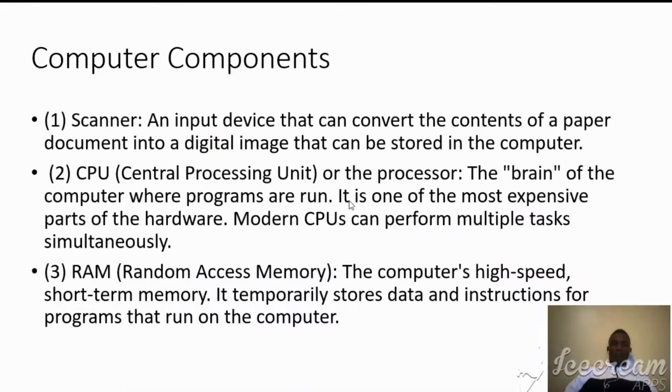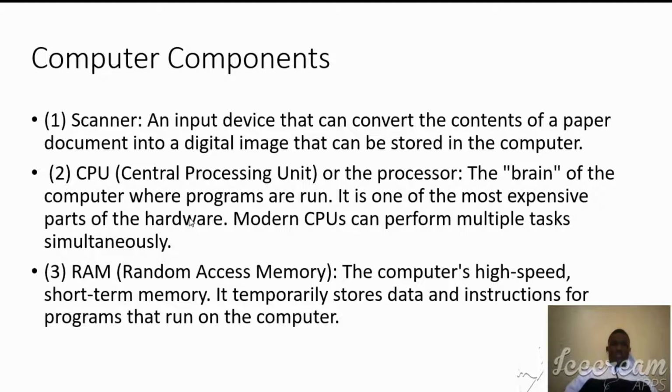Number one is a scanner, an input device that can convert the contents of a paper document into a digital image that can be stored on the computer. So when you scan a particular document and you want it as an image, or whatever file format you want it stored in on the computer, you can use the scanner.